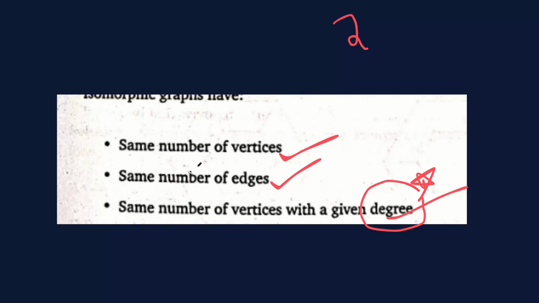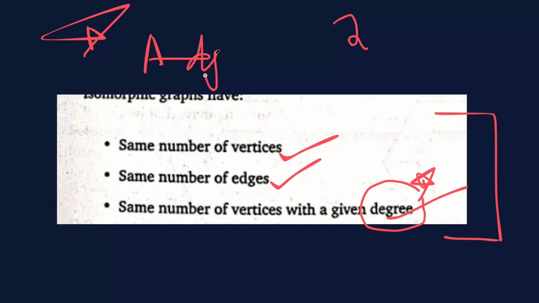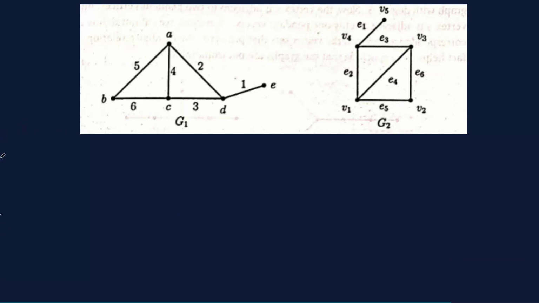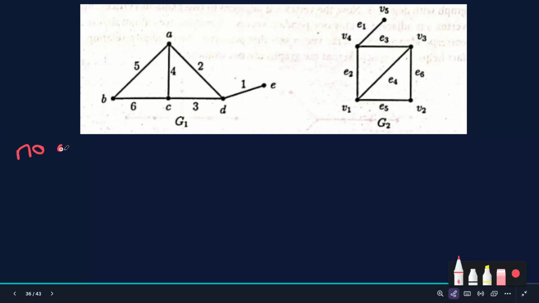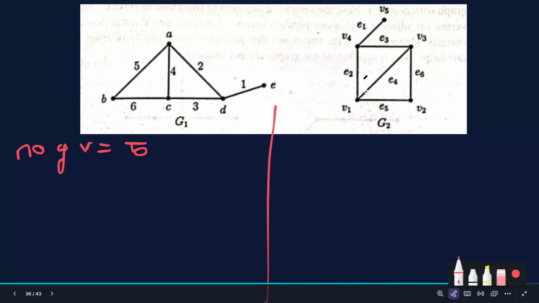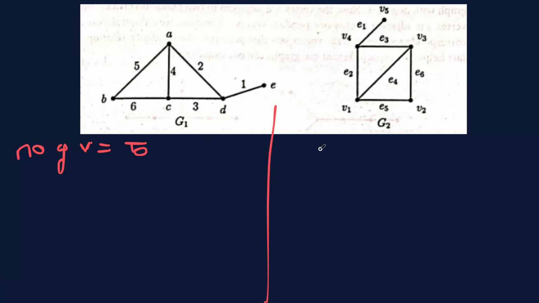Understood? If all these conditions are satisfied, then the next condition we have to check is the adjacency condition. Let's start with an example. You have two graphs G1 and G2. First let's see the number of vertices. Here if you see A, B, C, D, E, there are 5 vertices. Now check here also: V1, V2, V3, V4, V5. So here also the number of vertices is 5.